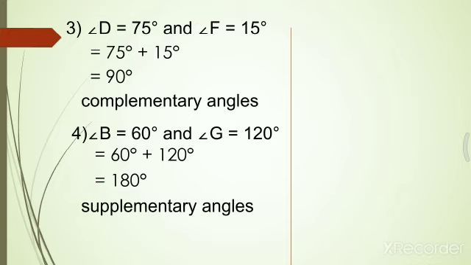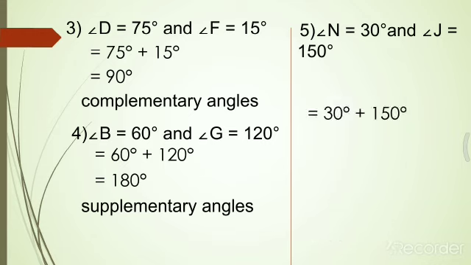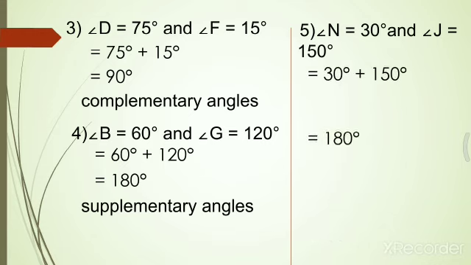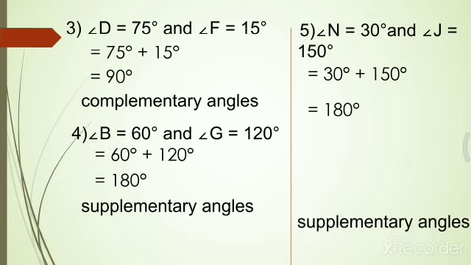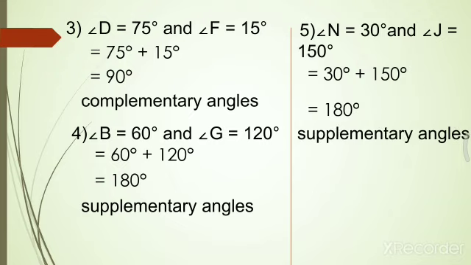Clear? Now next pair we will take, that is angle N and angle J. Angle N is given 30 degree and angle J is given 150 degree. So what you have to do, you have to add 30 with 150. So what you will get? 180 degree. So which pair they make? They make the pair of supplementary angles.